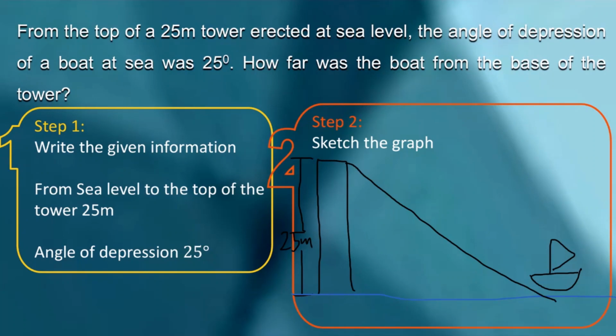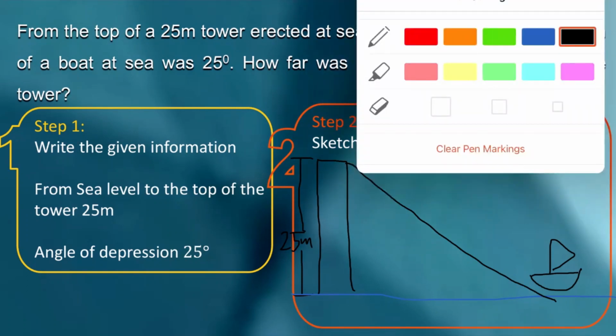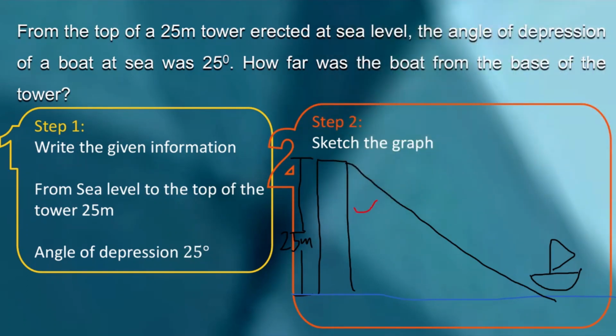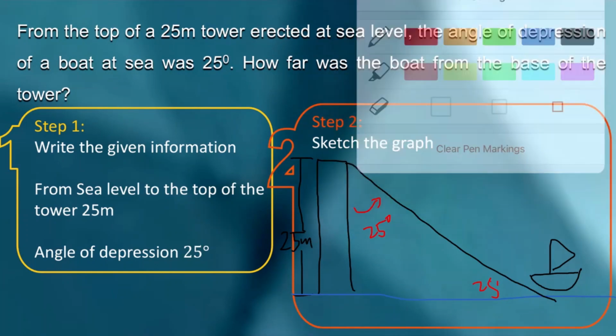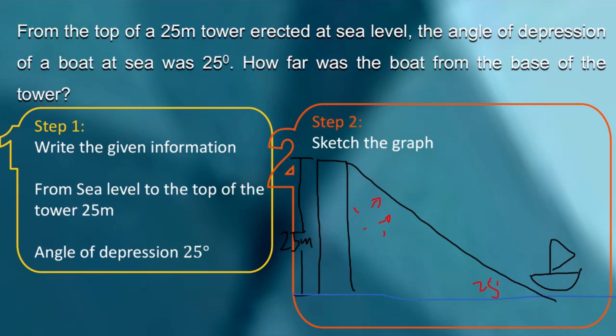Now, saan ko po kaya ilalagay yung 25 degrees? Dito po kaya? Or dito? Syempre hindi po. Okay, bukarin po muna natin. Ilalagay po natin yung 25 degrees natin, which is, kailangan po natin muna maglagay ng horizontal line of sight.